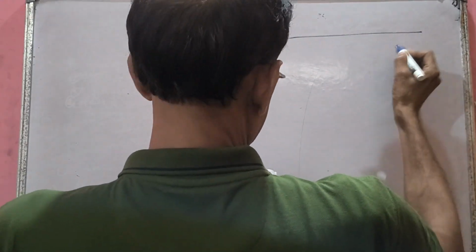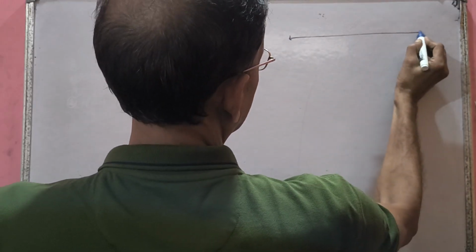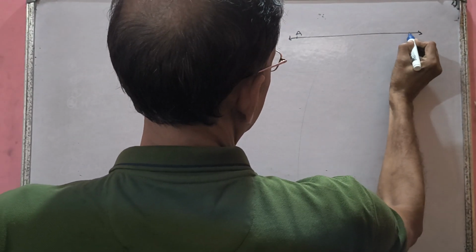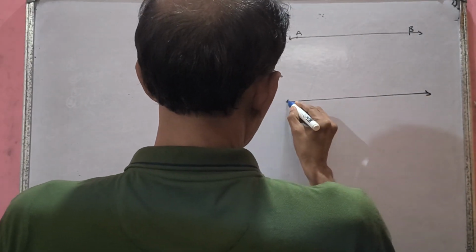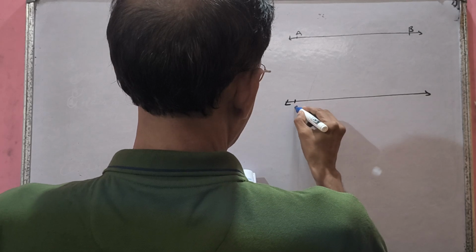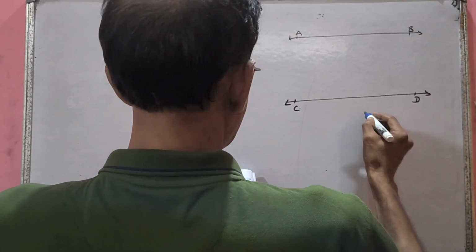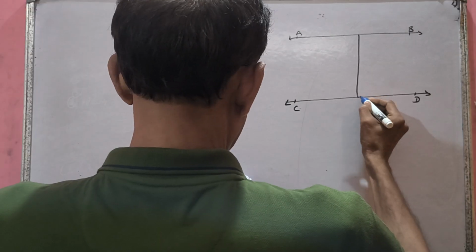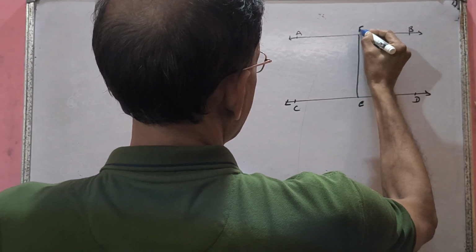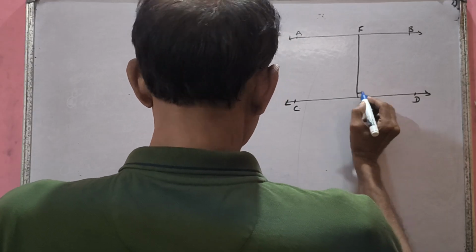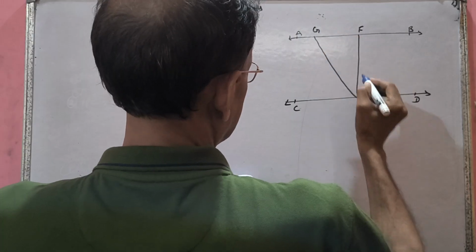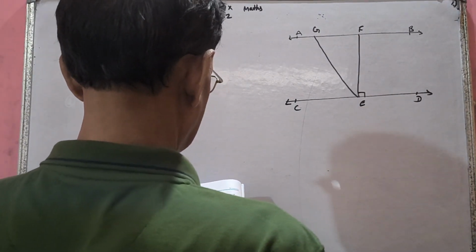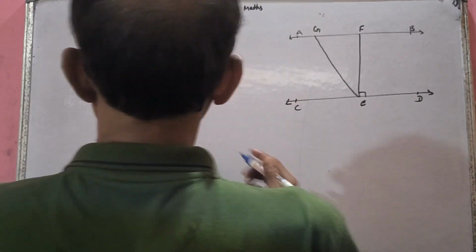Okay, skip 5 seconds, I will draw a diagram. Very simple only. AB and CD. This is EF, perpendicular symbol is there, and this is GE. Okay, this is the diagram. What is given?